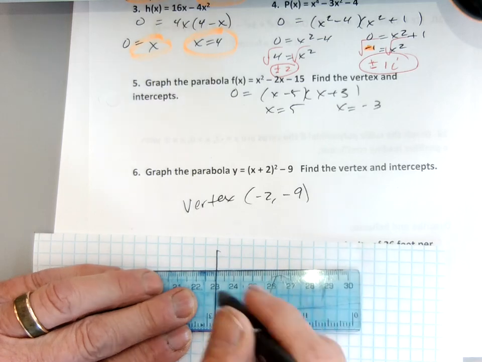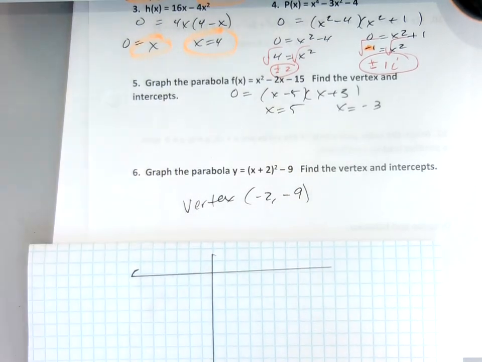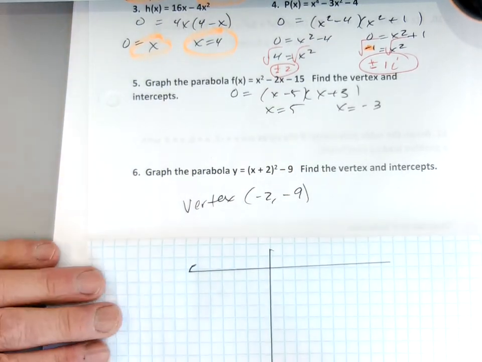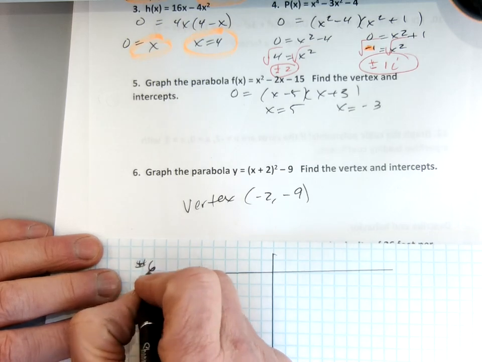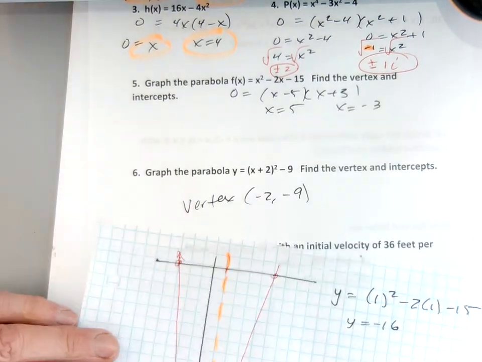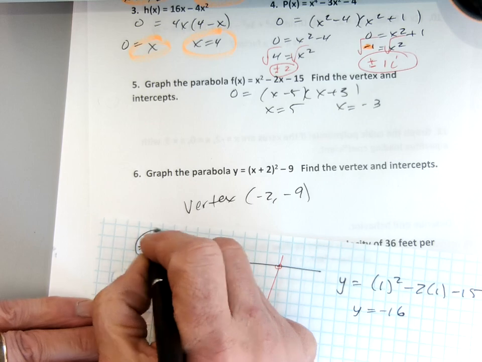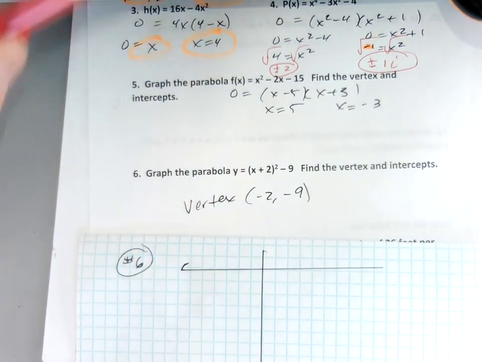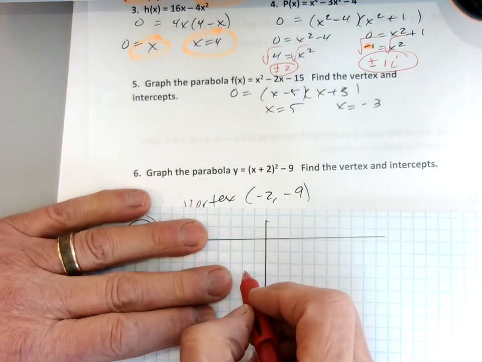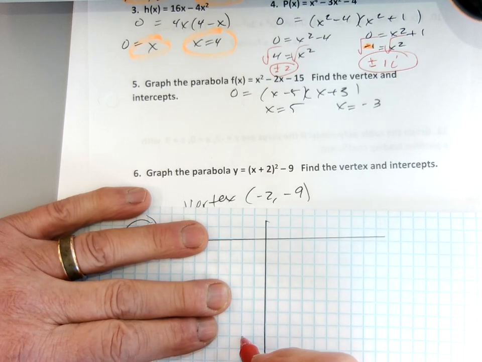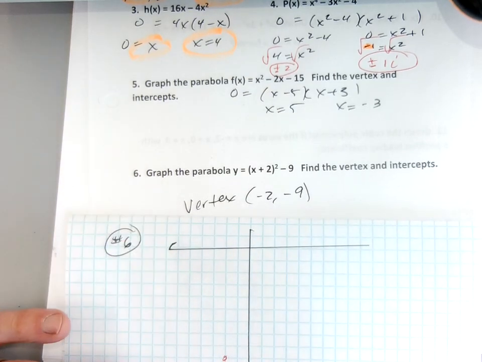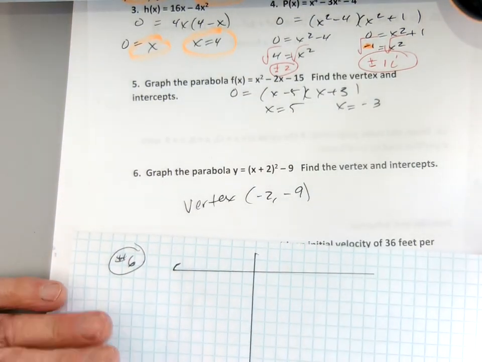-2, -9. That's my vertex. This is number 6. Okay, here we go. -2, -9, -2, 1, 2, 3, 4, 5, 6, 7, 8, 9. There it is. And that's my vertex. My line of symmetry goes right through the middle of that.